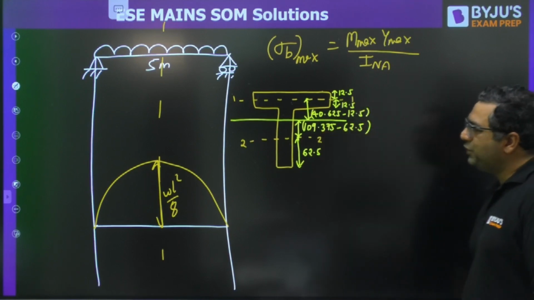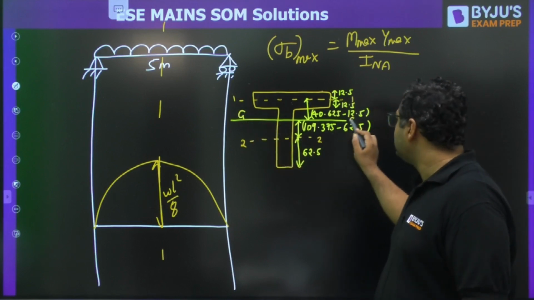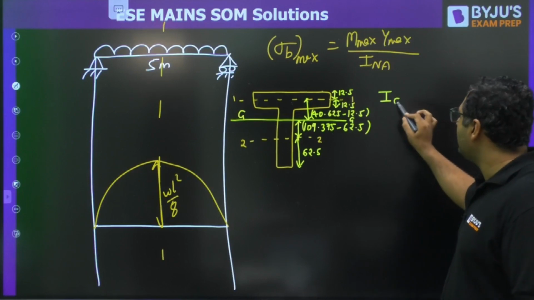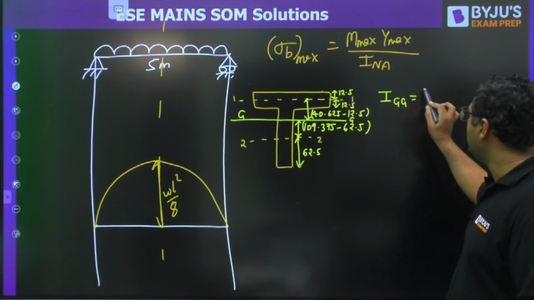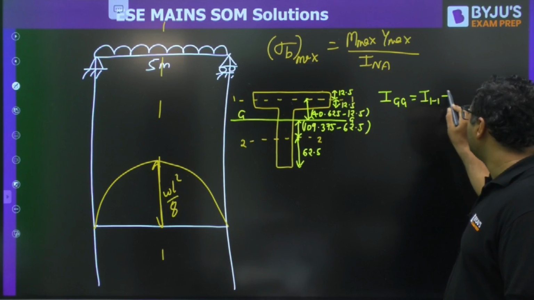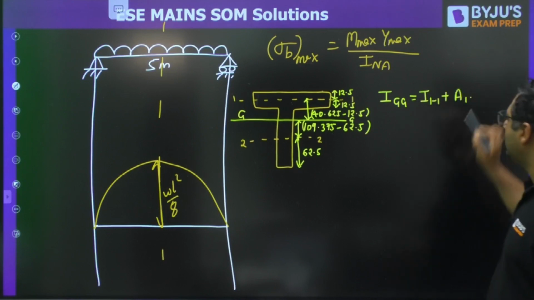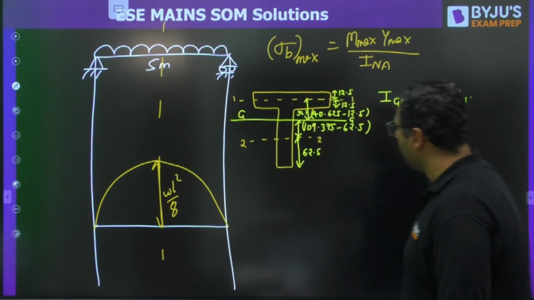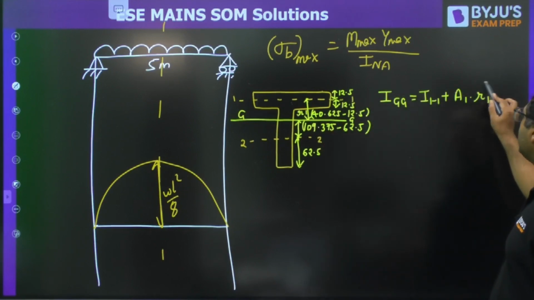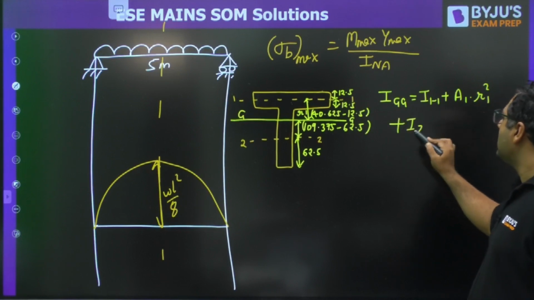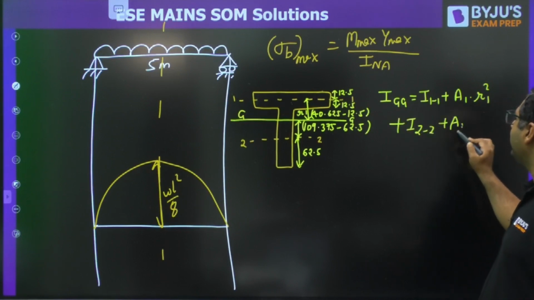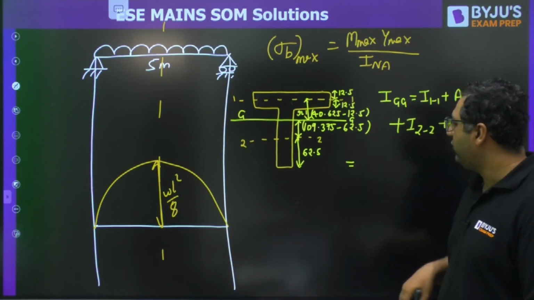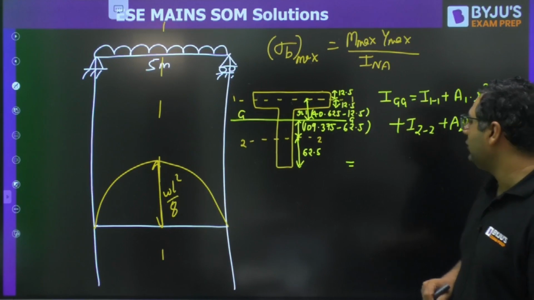Now we are going to find I about the centroidal axis. I feel you know the parallel axis theorem. If I want to write IGG, it will be I11 plus A1 R1 square, plus I22 plus A2 R2 square. So I11 is BD cube by 12.